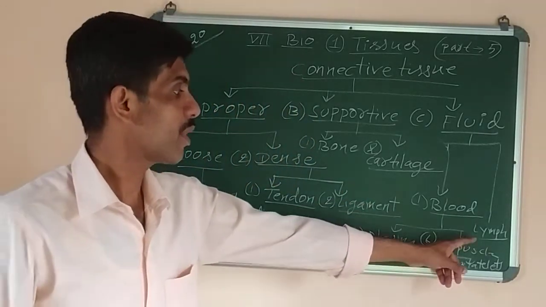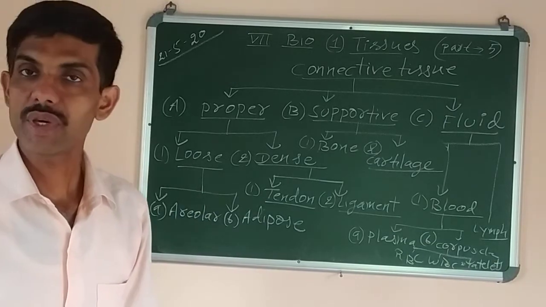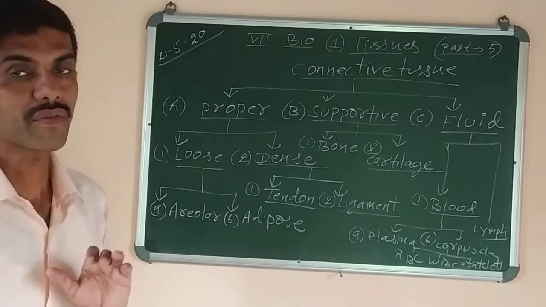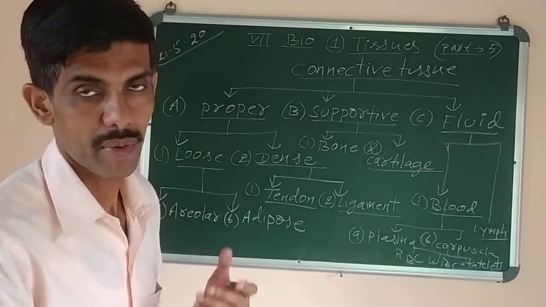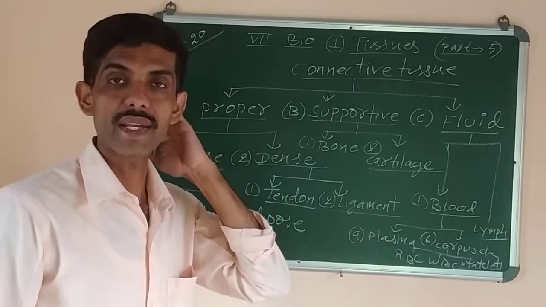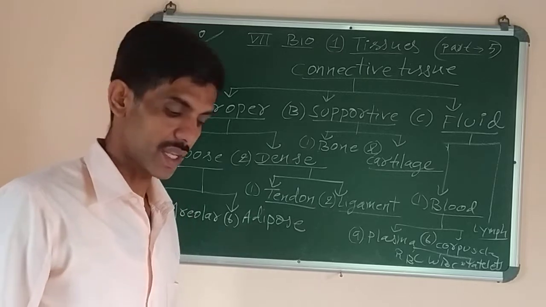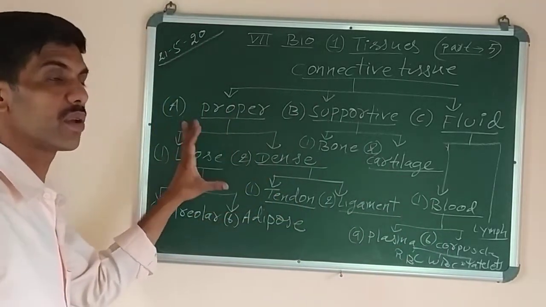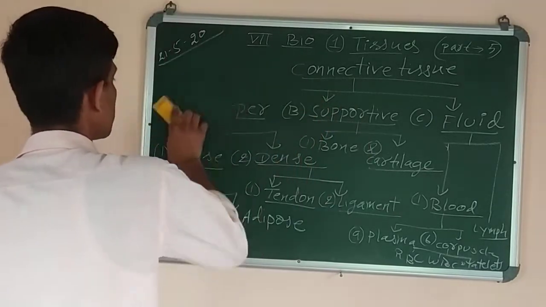And the second type of fluid connective tissue is called lymph. Now what is lymph? Lymph is a straw color, meaning yellowish color fluid, which flows inside the lymphatic vessels. It also contains a special type of WBC, which is called lymphocytes, that provides immunity to our body by fighting against the disease causing germs. Okay, so you can draw this one in your copy as homework. Alright, this chart of connective tissue.